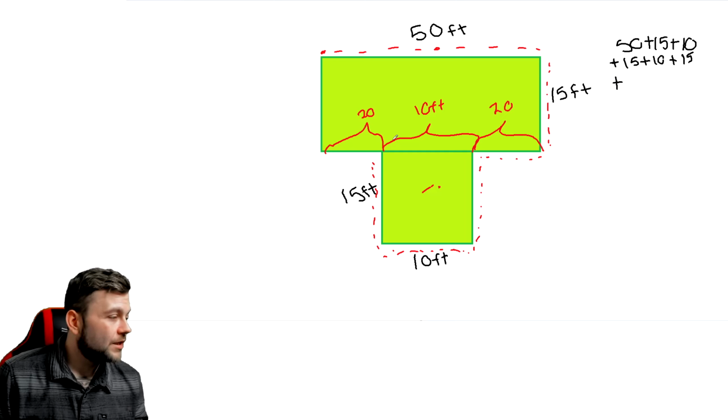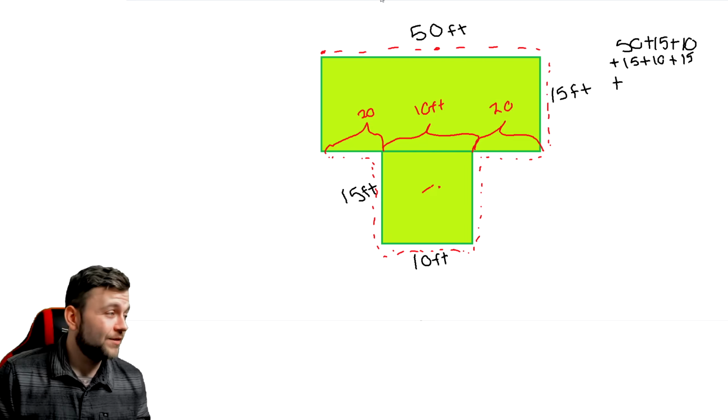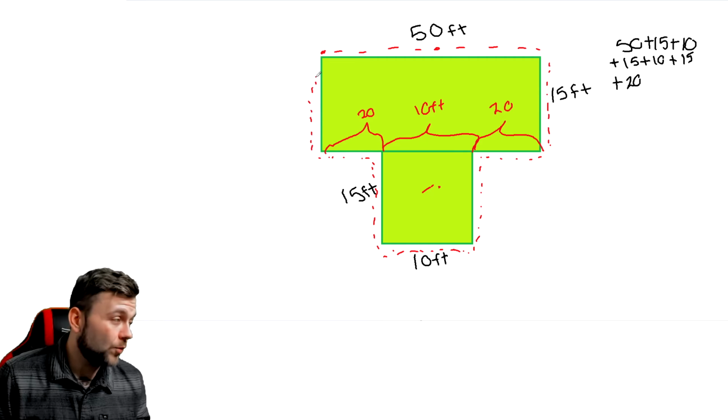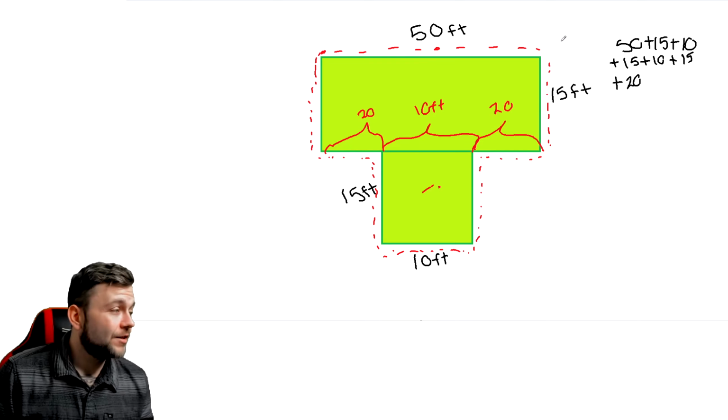Plus another 20. It's not drawn to proportion apparently. Plus another 15, and we're back at where we started. It took us a little while, but we walked around the outside. So let me get that plus 15 down, and we can add these all together.